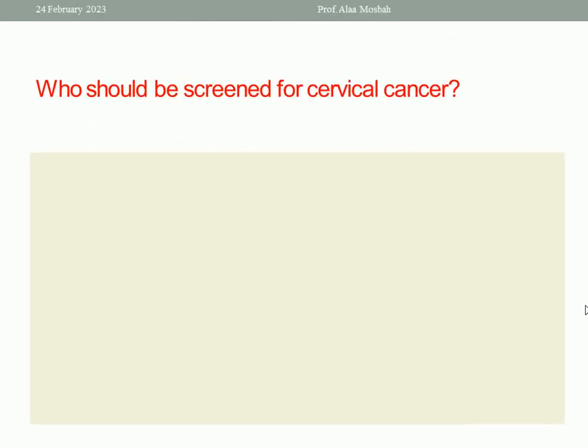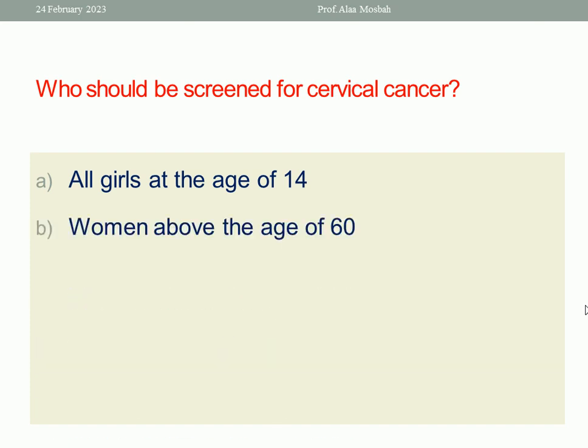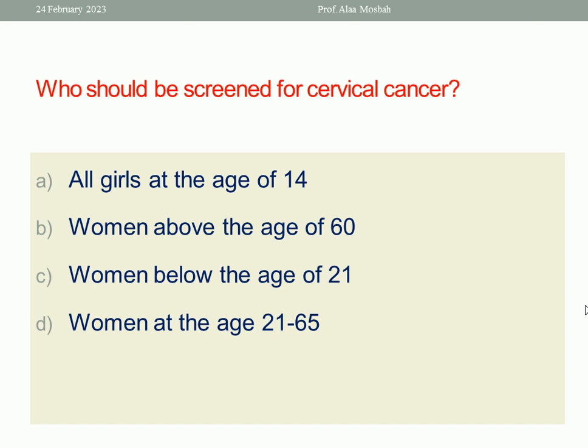Who should be screened for cervical cancer? A. All girls at the age of 14. B. Women above the age of 60. C. Women below the age of 21. D. Women at the age between 21 and 65. E. Both girls and adult women. Please choose the one best response and try to answer before me.